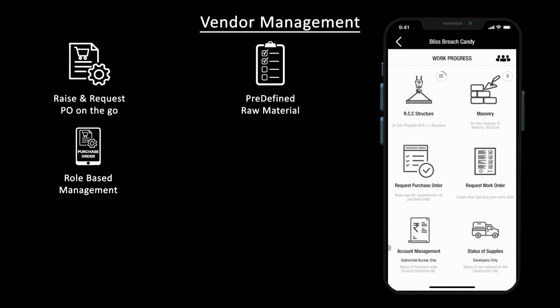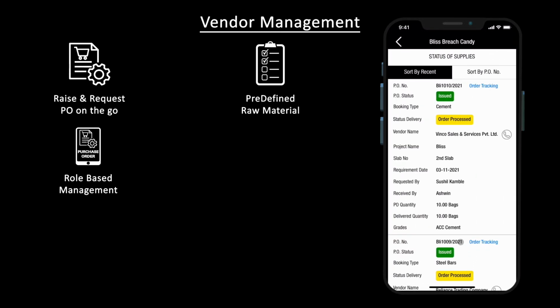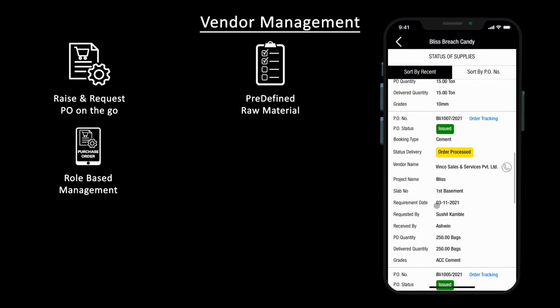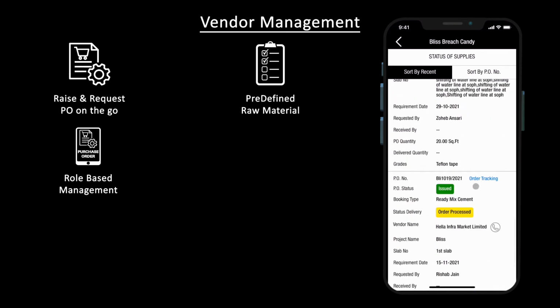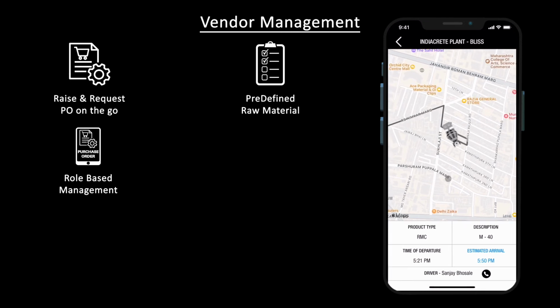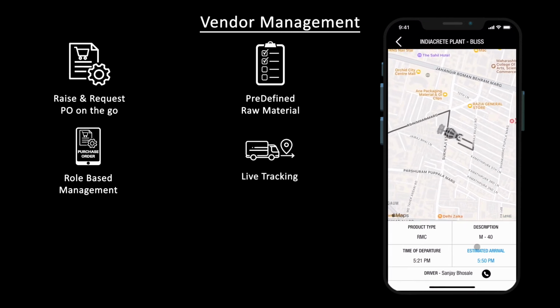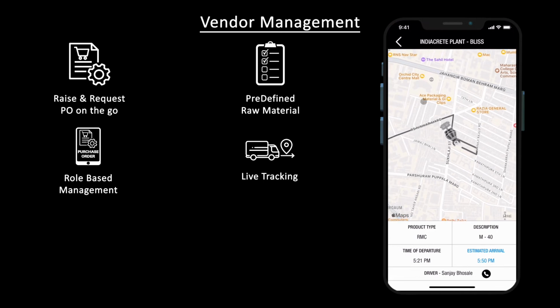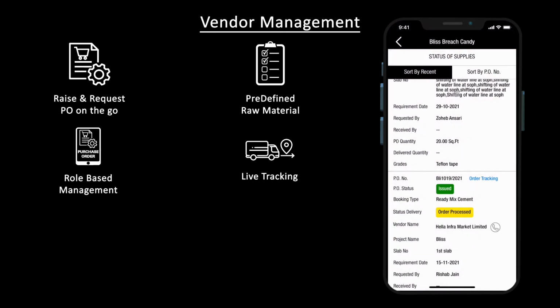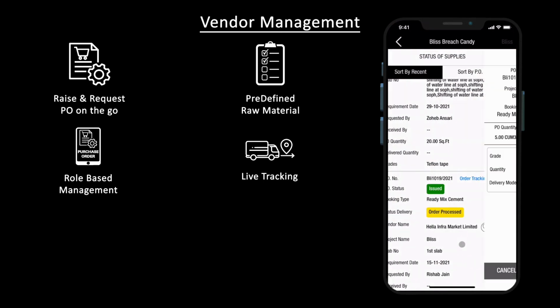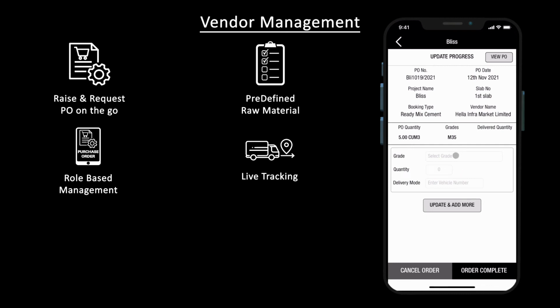On arrival of goods, the inventory manager can click on status of supplies, see the list of pending POs. In this case being RMC, he clicks on order tracking. He can see where the material has reached and what's the expected time of delivery. He can then click on the detail page and would then enter the quantity and submit the details.